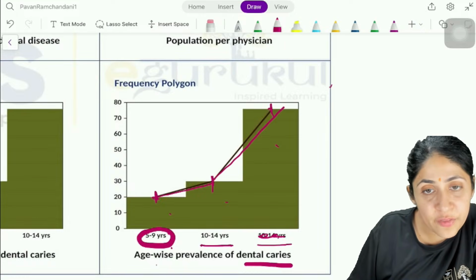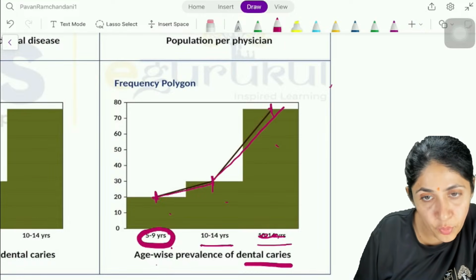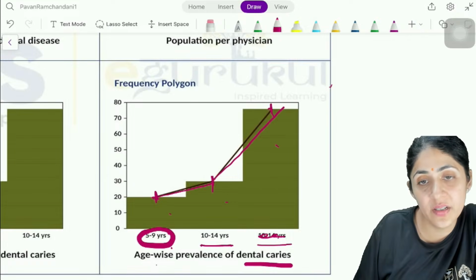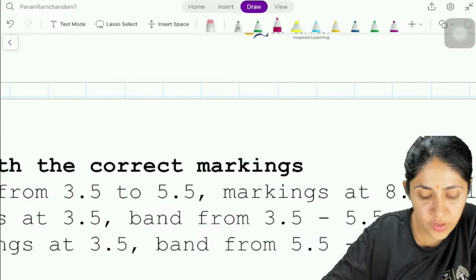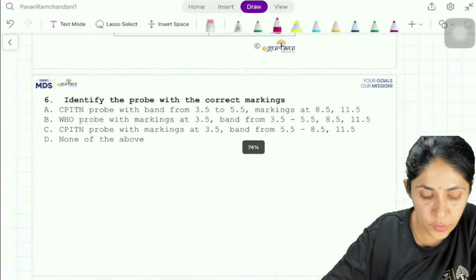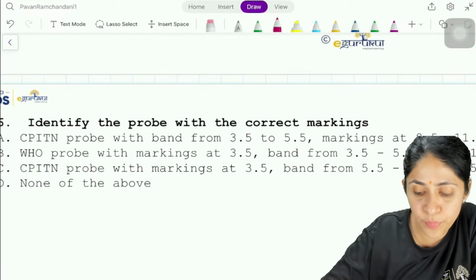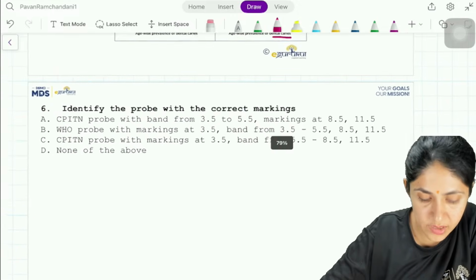So to draw that, first you make a point over the midpoint and then you connect them with a straight line. Okay, so this is the representation of a frequency polygon. Okay, now identify the probe with the correct markings.